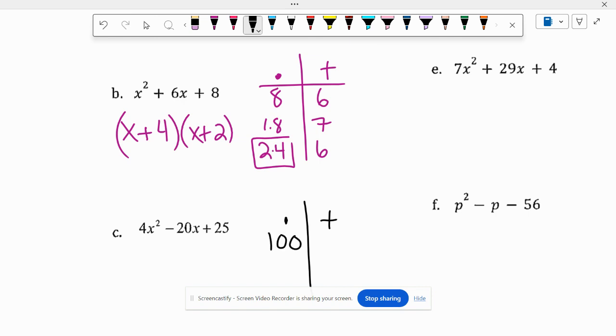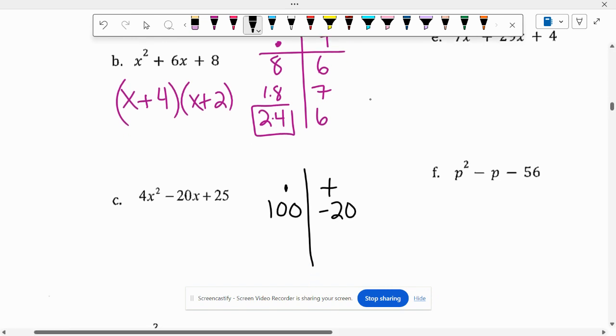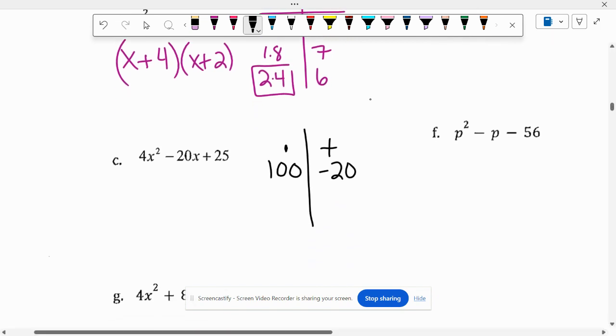100. So I'm looking for a product of 100. And what is the sum? Negative 20. Okay. So in your calculator, I want you to do 100 divided by X. Y equals 100 divided by X.